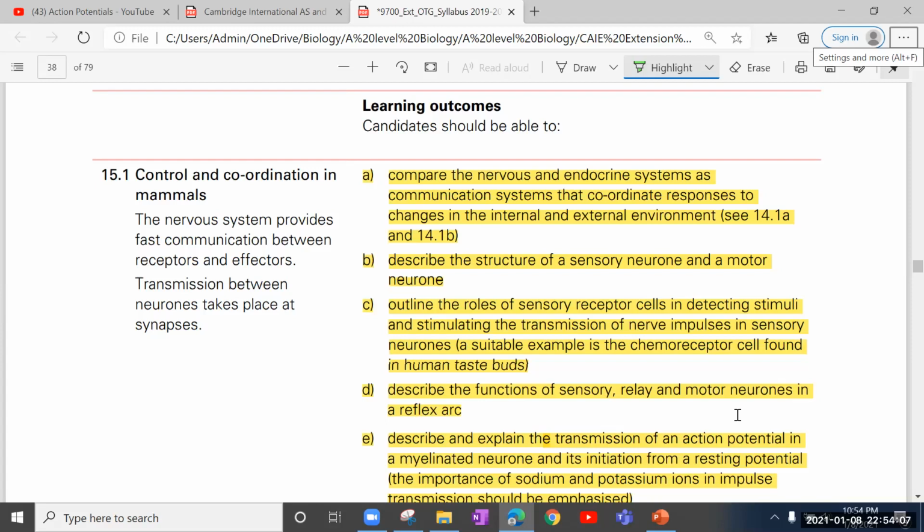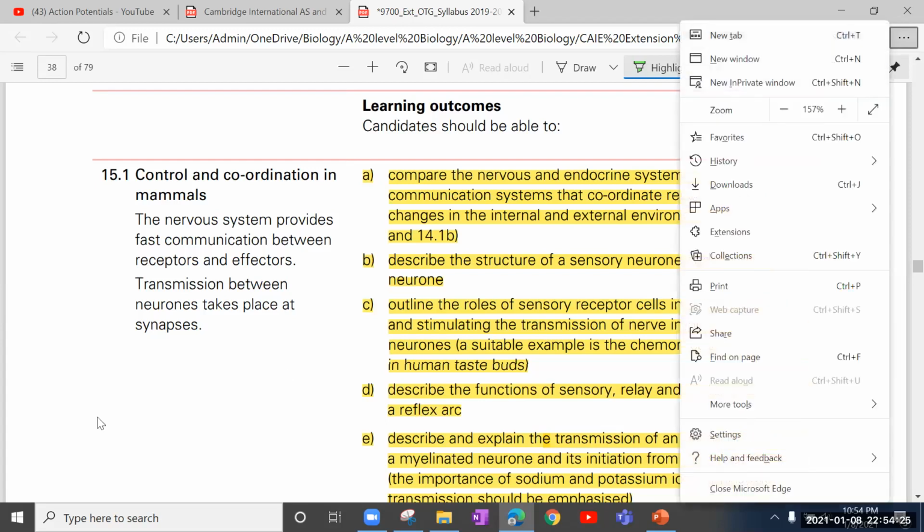Describe the structure of a sensory neuron and a motor neuron. Outline the roles of sensory receptor cells in detecting stimuli and stimulating the transmission of nerve impulses in sensory neurons. The example of chemoreceptors from the book will be given. Describe the functions of sensory, relay and motor neurons in a reflex arc.